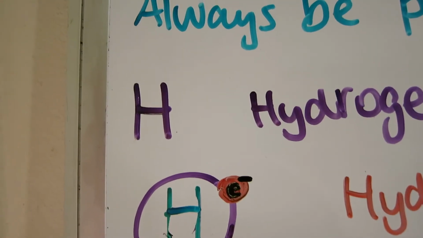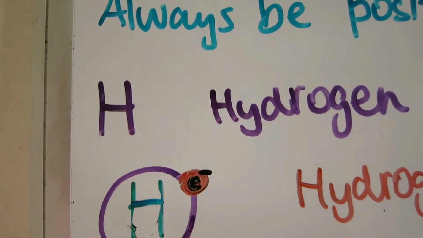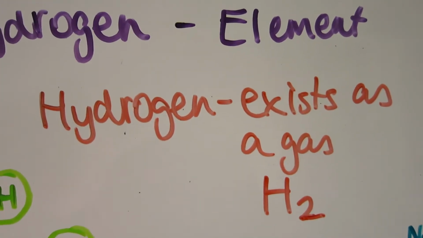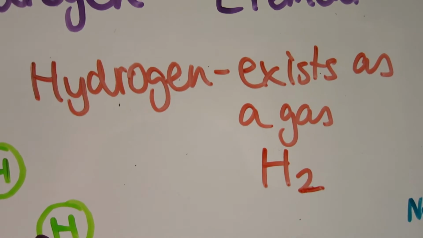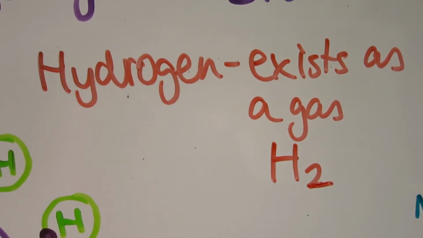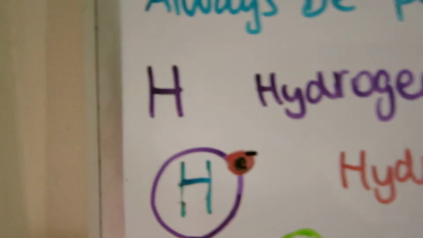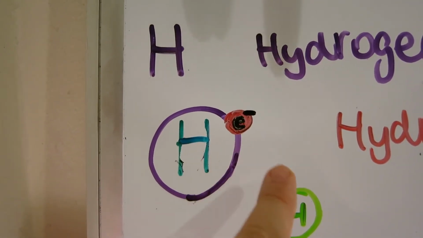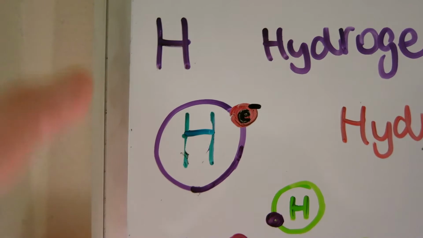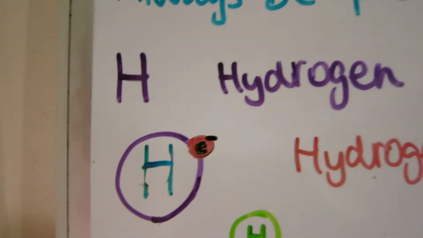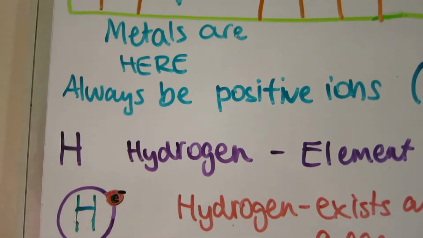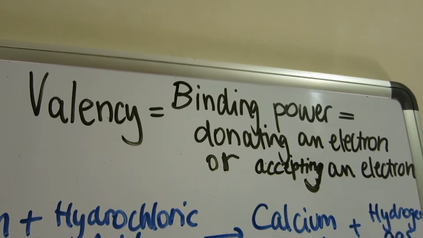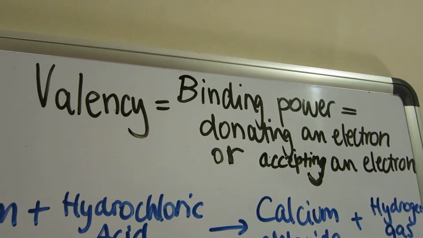So with our hydrogen, it can't just live alone by itself. Remember, hydrogen can only exist as a gas, as H2, so 2 hydrogens at any one time. So if we're looking at our hydrogen, we need 2 electrons and 2 hydrogen atoms together. This comes into when we're looking with valency, so it's binding power, the donating or accepting of electrons.